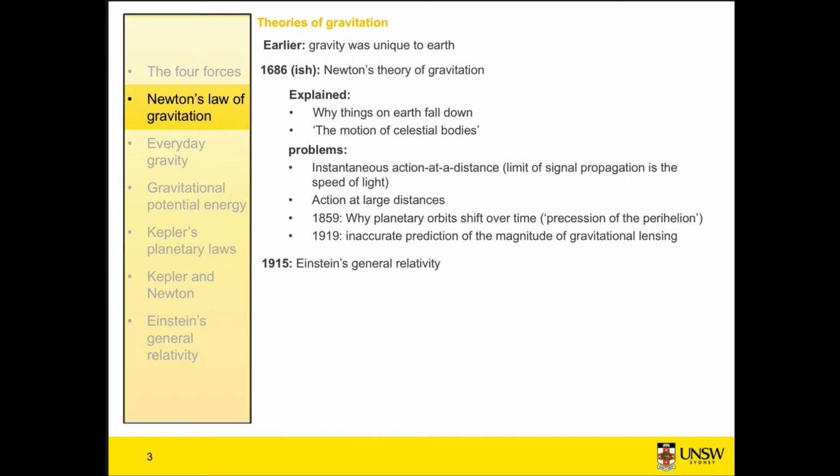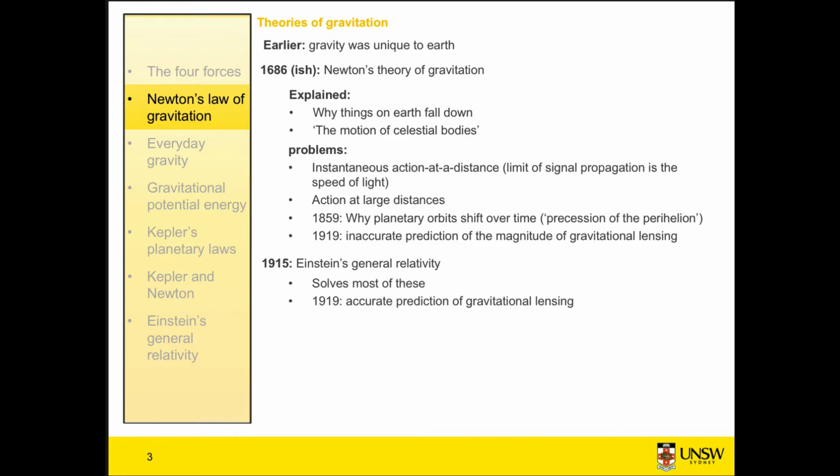In 1915, Einstein came up with his theory of general relativity. That is essentially a better way of describing gravity. Einstein's theory of general relativity solves most of the problems that Newton had. And predictions made by Einstein's theory have been proven time and time again. One of the first proofs of Einstein's general relativity was a much more accurate prediction of the magnitude of gravitational lensing, hence why that lovely image is known as an Einstein ring.